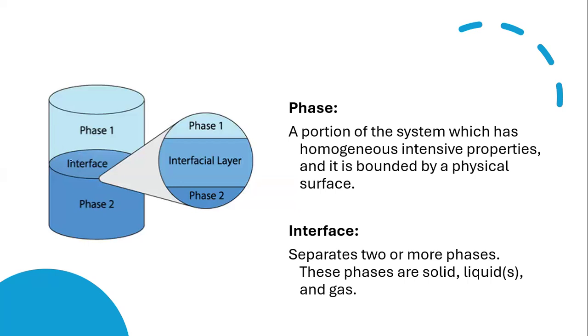In the middle, we have a separator. We have separation between phase 1 and phase 2. We're going to call that the interface, or the interfacial layer. When we define the interface, it's simple, just like how we see on this diagram. It separates two or more phases. These phases are solids, liquids, or gases. It's simple and basic.